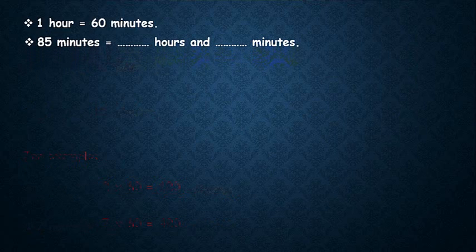Here, how we change or convert from minutes to hours. Do you remember? We said that 1 hour equals 60 minutes. So what do you think when I ask you about 2 hours equals what? We are going to make 2 times 60. It will be 120. So you must know that 1 hour equals 60 minutes and 2 hours equals 120.